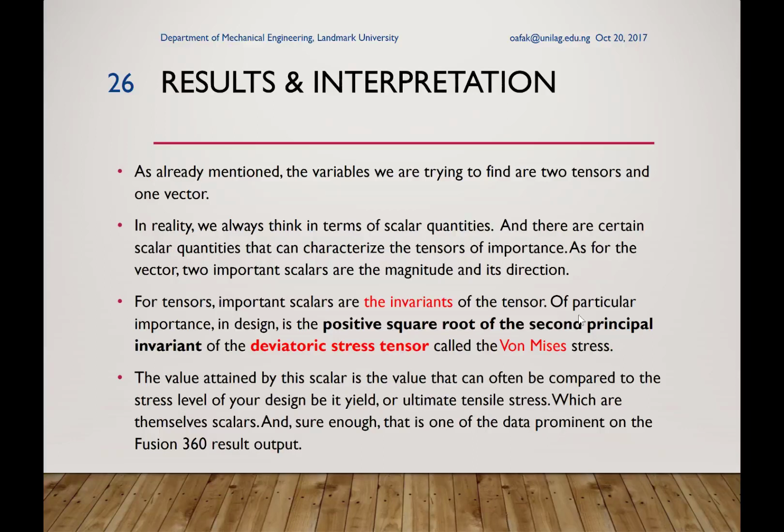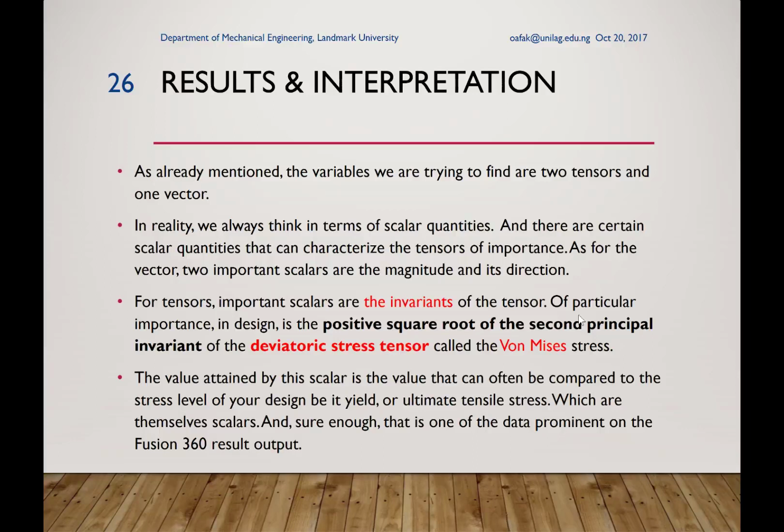They are not as specific as magnitude and direction are to the vector. Of particular importance to designers is the positive square root of the second principal invariant of the deviatoric stress tensor. It is named after a great physicist called von Mises, so it is called the von Mises stress. The value attained by this scalar can often be compared to the stress level of your design, be it yield, ultimate tensile stress, whatever, which are themselves scalars.